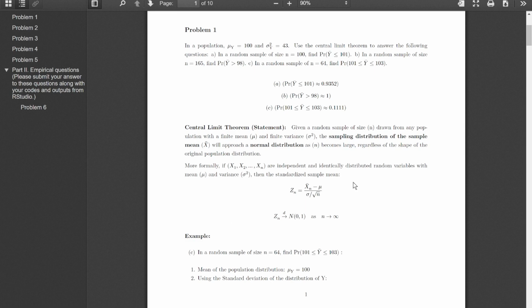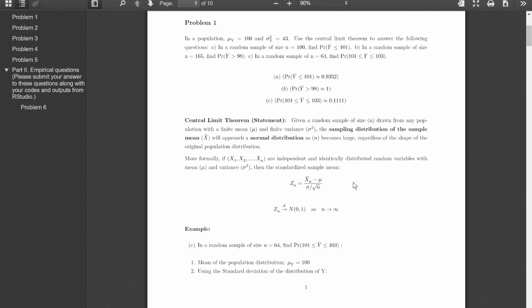Okay, here I have the solution. The first problem asks you how to use the central limit theorem. I copied the statement of the central limit theorem: given a random sample of size n drawn from any population with a finite mean and finite variance.